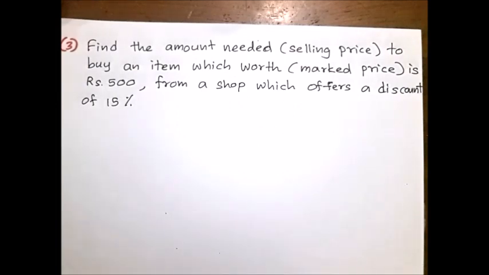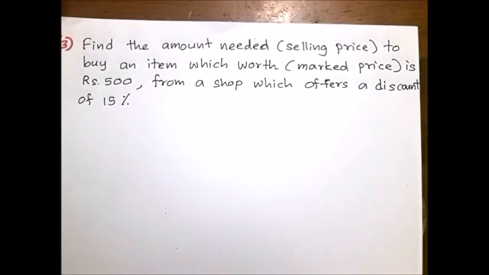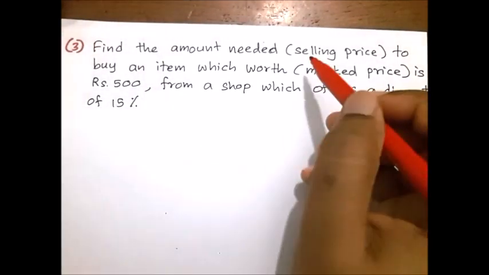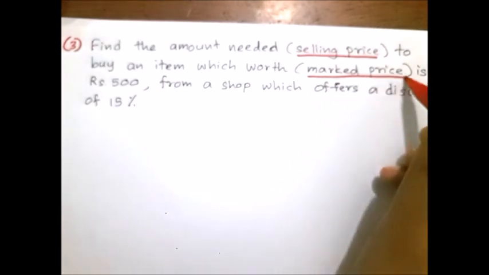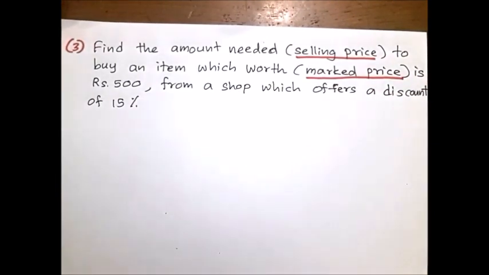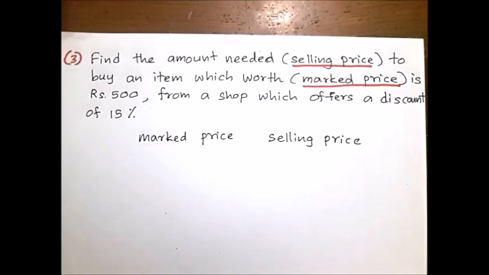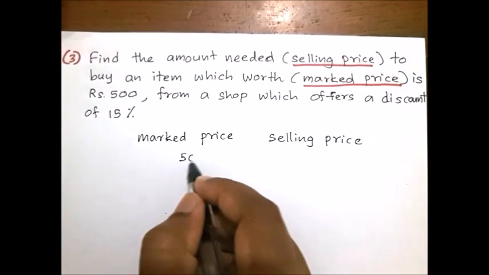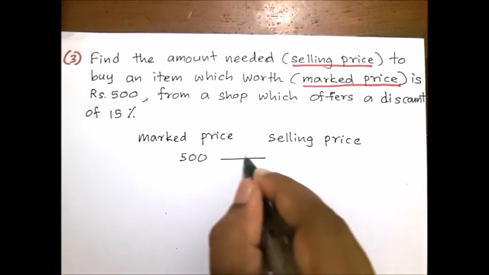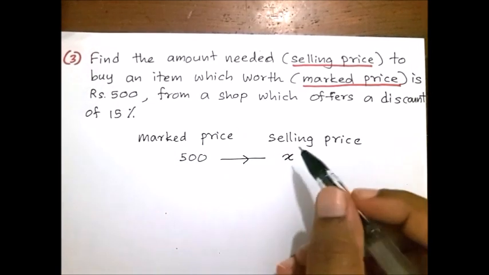Now look at the third example. Find the amount needed to buy an item which is worth 500 rupees from a shop which offers a discount of 15%. What are the two quantities here? It is the selling price of the item and the mark price of the item. If the mark price is 500 rupees, you have to find the selling price. Take it as x.